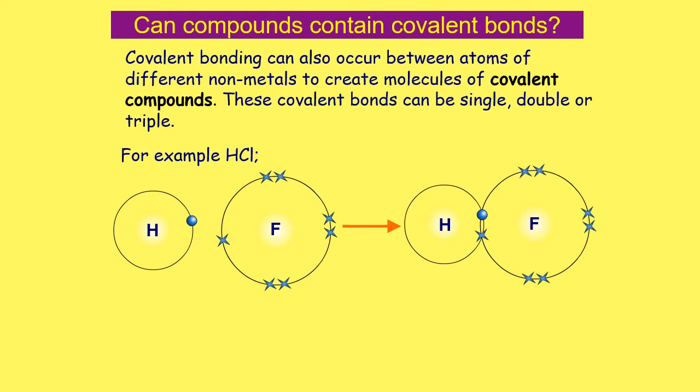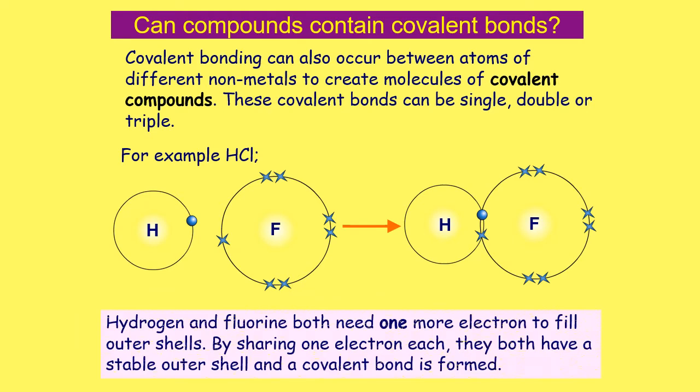The fluorine has 7 electrons in its outer shell, and its outer shell can fit 8 into it. When it shares its electron with hydrogen, it ends up with 8, and therefore it becomes stable. So by this sharing of 1 electron from the hydrogen and 1 electron from the fluorine, they both end up with the correct number of electrons in their outer shell to make them stable. And as I said, hydrogen and fluorine both need 1 more electron to fill their outer shell. By sharing 1 electron each, they both end up with a stable outer shell, and we have a single covalent bond formed.